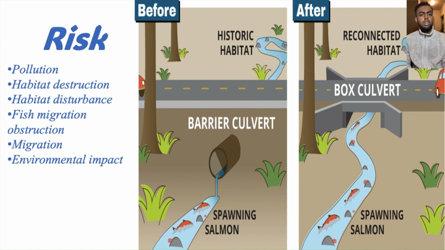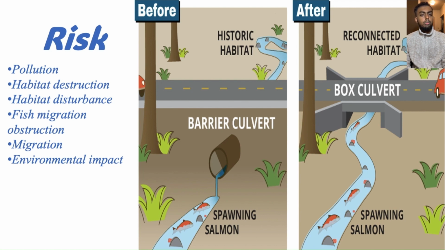Habitat destruction is another concern, as the replacement of the existing culvert and the construction of the new bridge may disrupt the surrounding ecosystems, impacting the local plants and animals. The alteration of the stream during the construction process risks habitat disturbance, and additionally, the construction could introduce obstacles that may temporarily obstruct fish migration, affecting their natural movement.